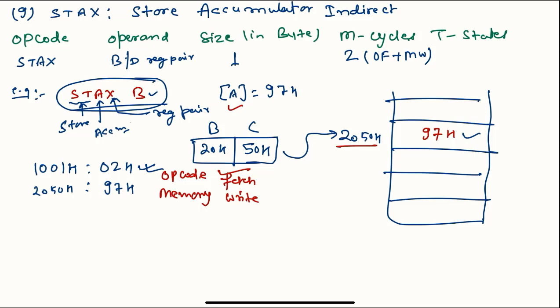As we know, by default the opcode fetch operation requires 4 T states, and the memory write operation will take 3 T states. So 4 plus 3 becomes 7 T states. The total number of T states required for the execution of this instruction is 7 T states. In this way, I hope you understand this instruction better. Thank you.